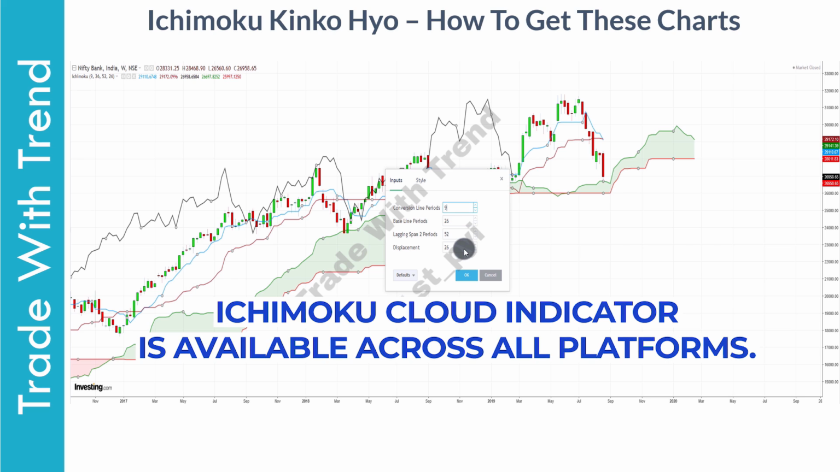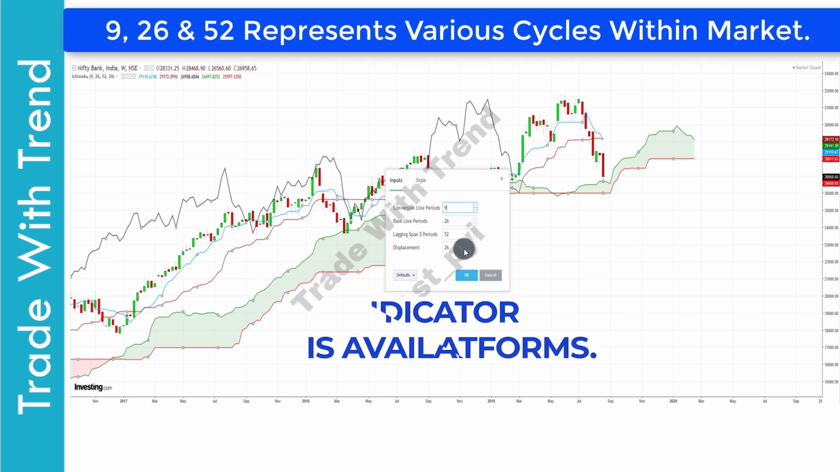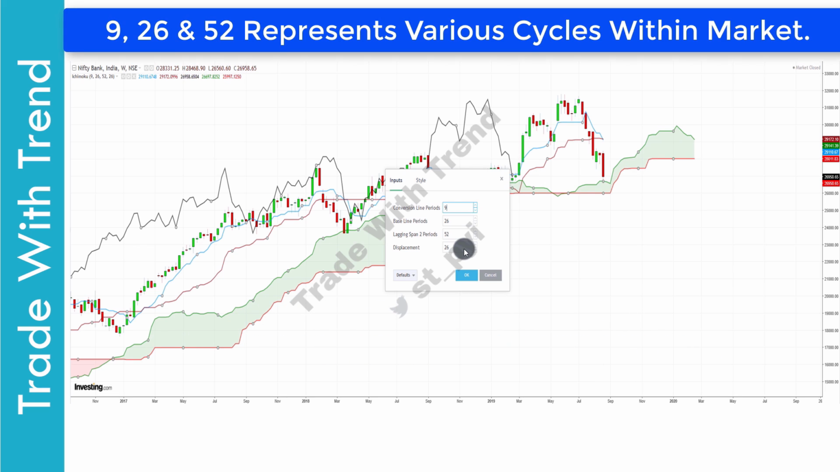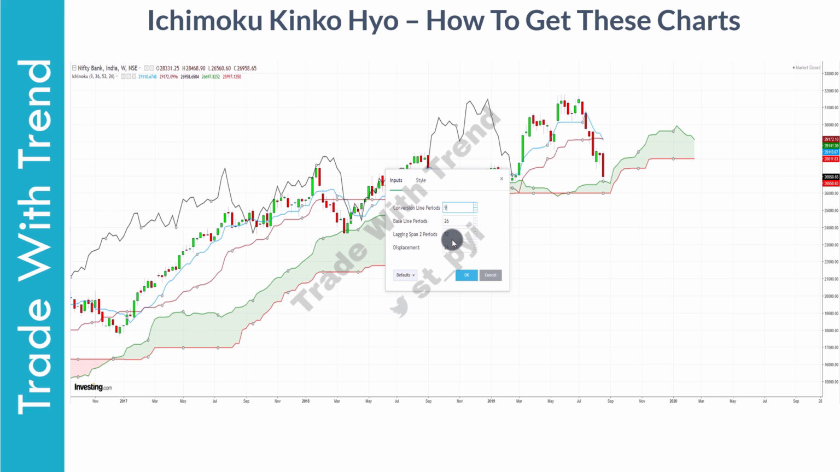Now, there are different theories as to why these parameters were chosen. I feel it was more related to the fact that through the Ichimoku indicator, market structure over 1 week, 1 month, and 2 months was supposed to be studied. Before experimenting with these parameters, first learn Ichimoku Cloud with standard parameters, as this would help you understand this indicator better.